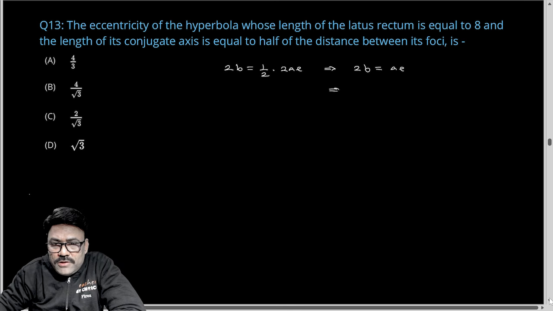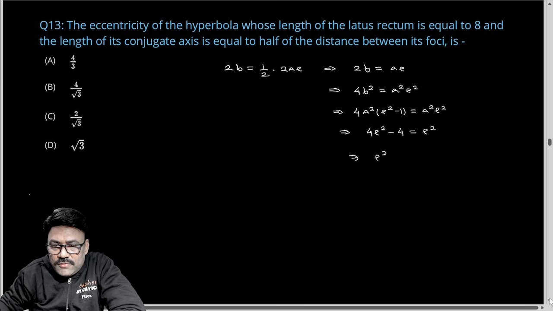Now if I do squaring, so 4b square is a square e square. Now b square can be written as a square (e square minus 1). So it is a square e square. A square disappears. So you are getting 4e square minus 4 is equal to e square. So hence e square is 4 by 3. So hence eccentricity will be 2 by root 3.